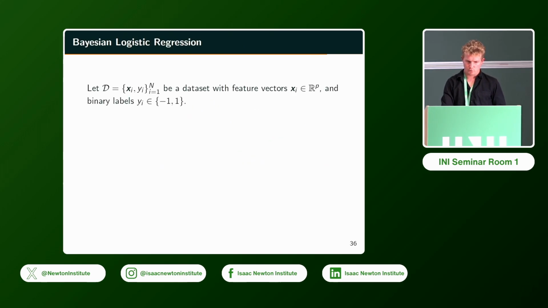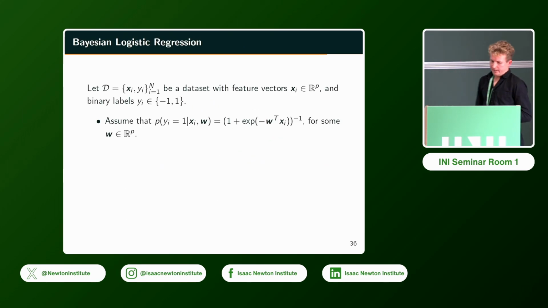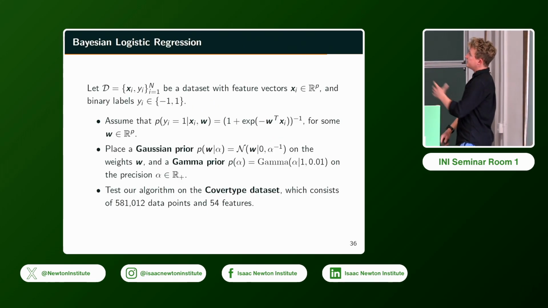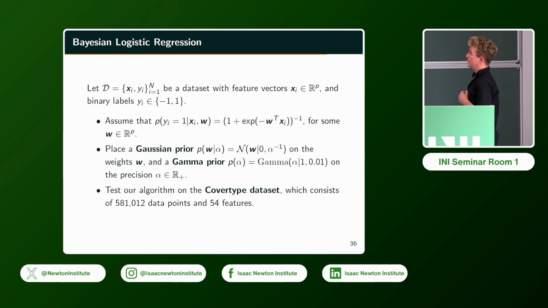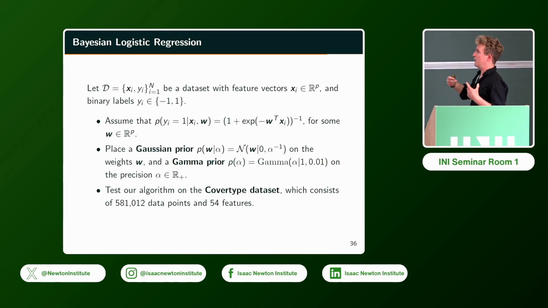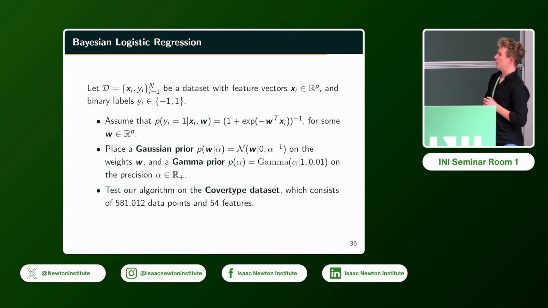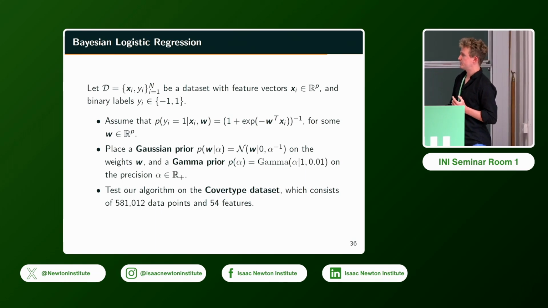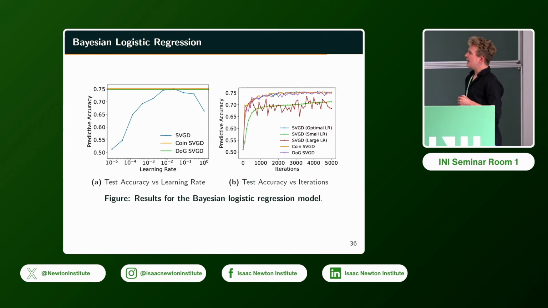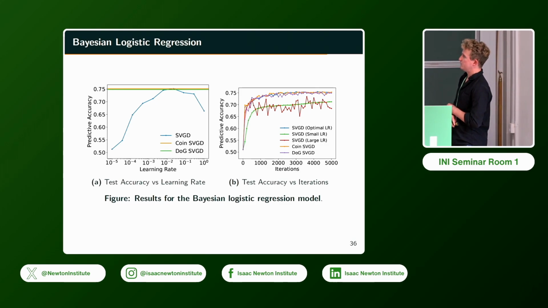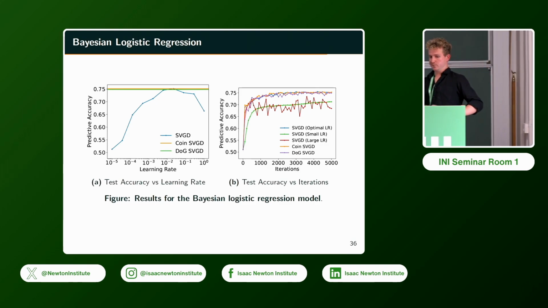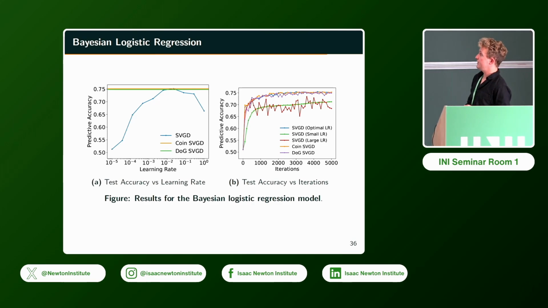Okay, so just a few more examples to this effect. This is now a Bayesian logistic regression example with a large data set. So in this case, we need to use data subsampling. And again, you can see the performance of these methods essentially matches the optimal performance of existing methods, SVGD in this case, without the need to do this learning rate tuning.